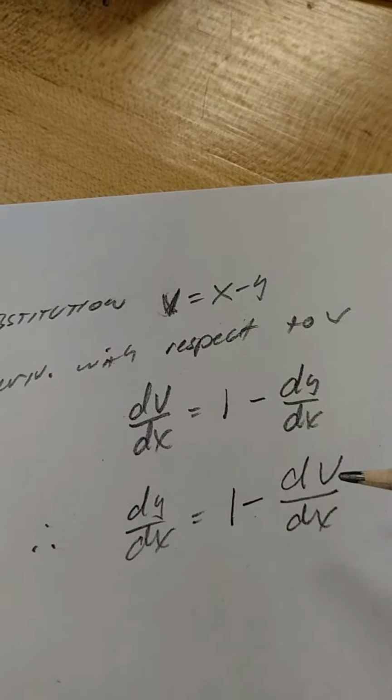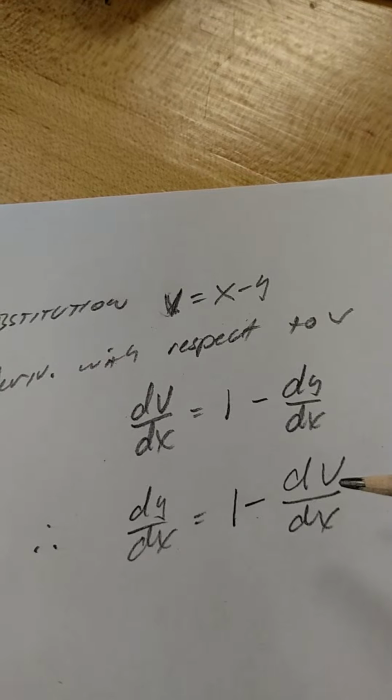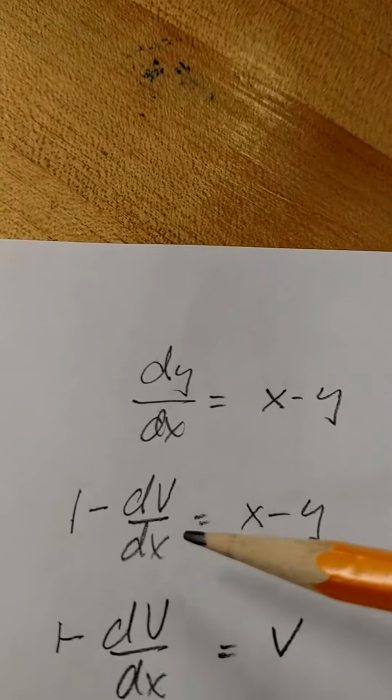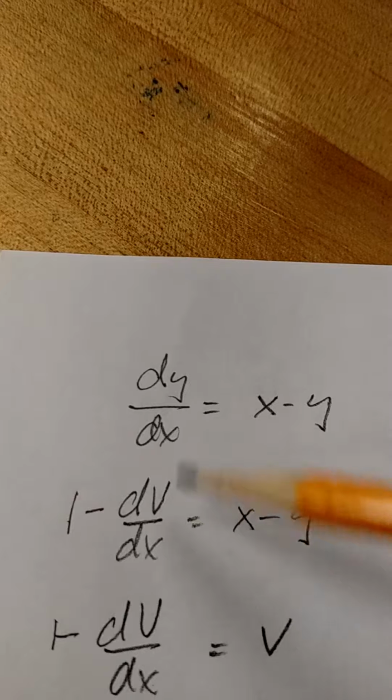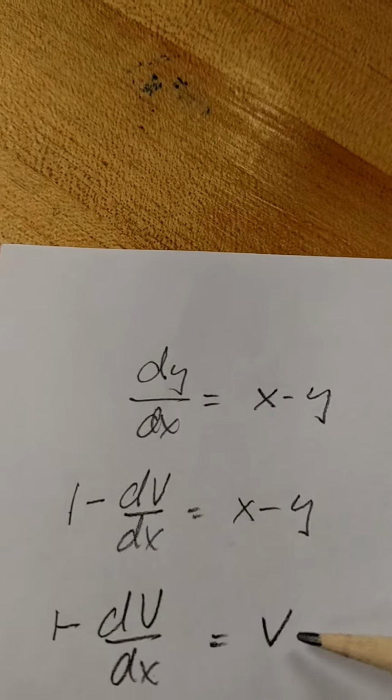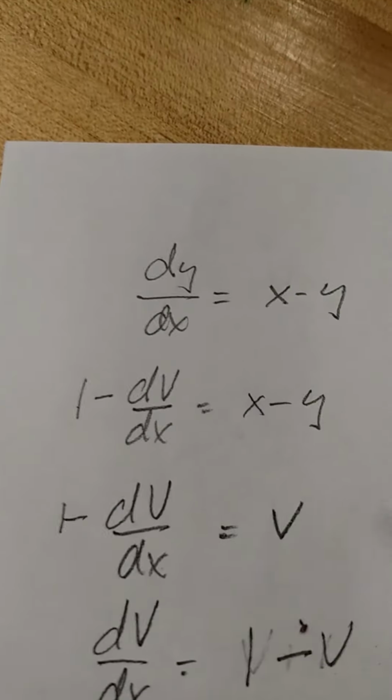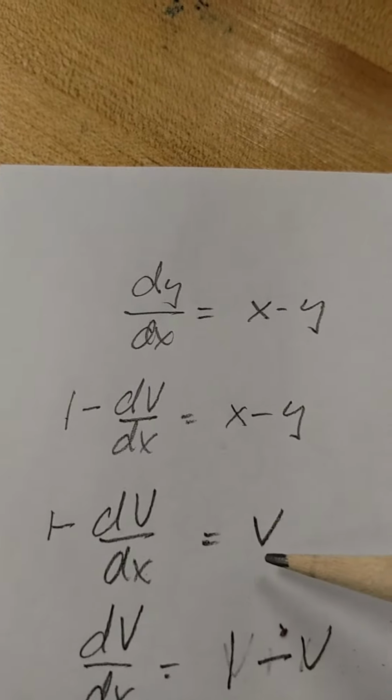So I know 1 minus dv/dx equals dy/dx. So I come over here, I stick 1 minus dv/dx in for dy/dx. It's equal to x minus y, which is equal to v. That's just the substitution that I had over here. And now I've got that. Now I can separate my variables.